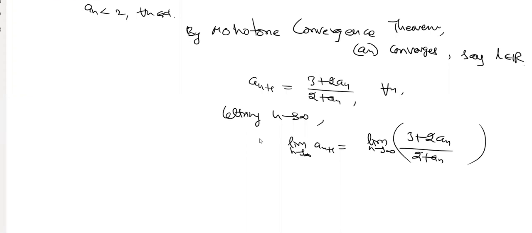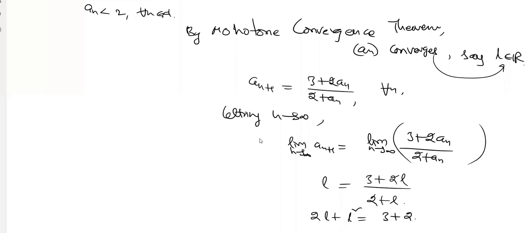Therefore, as I already told you, this is one tail of the sequence. A sequence converges to L. Therefore, this is one tail of the sequence, and every tail converges to L. We have seen. So this converges to L. So this is also a quotient of the limits. So therefore, (3 plus 2L) divided by (2 plus L), because once the sequence converges, every tail converges to the same L. Therefore, by cross multiplication, 2L plus L square is equal to 3 plus 2L.